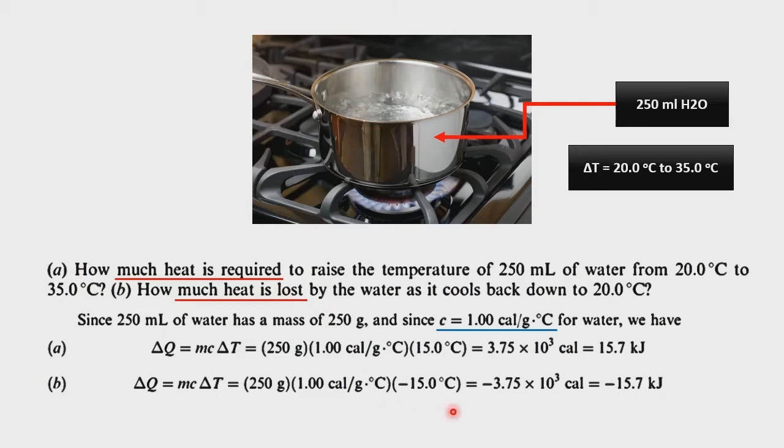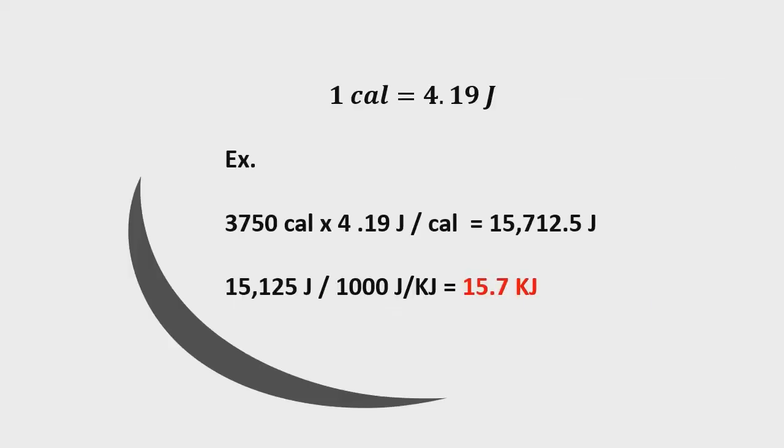And so the value is equal to negative 3.75 times 10 raised to the power of 3 calories. That will also be equal to negative 15.7 kilojoules. Negative simply means that heat is removed from the system, and the system is the water that we boil in the casserole. The conversion of 1 calorie to joule is equal to 4.19.